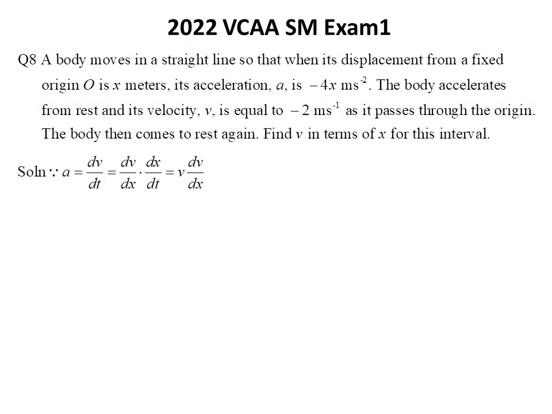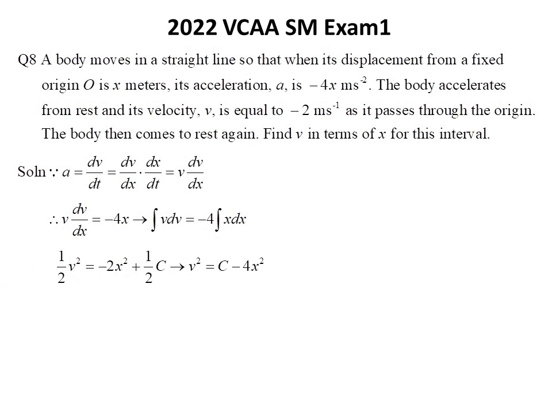According to the definition of acceleration, A equals dv by dt, which can be written as dv by dx multiplied by dx by dt, which equals v multiplied by dv by dx. Hence, v multiplied by dv by dx equals negative 4x, which gives the integral of v with respect to v equals negative 4 multiplied by the integral of x with respect to x.